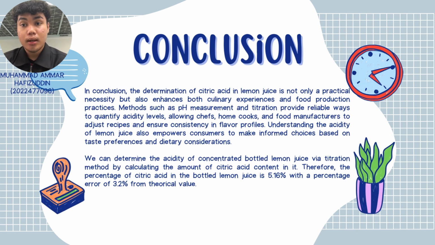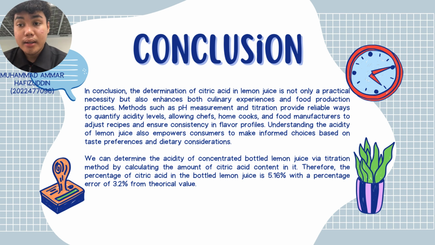In conclusion, the determination of citric acid in lemon juice is not only a practical necessity, but also enhances both culinary experience and food production practice. Methods such as pH measurement and titration provide a reliable way to quantify acidity level, allowing chefs, home cooks, and food manufacturers to adjust recipes and ensure consistency in flavor profile. Understanding the acidity of lemon juice also empowers consumers to make informed choices based on taste, preference, and dietary consideration.